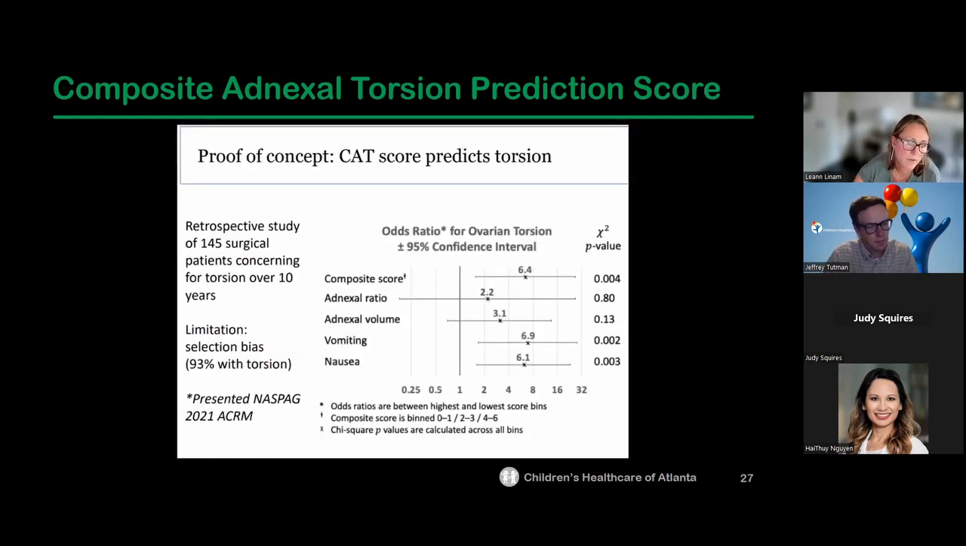And so we retrospectively applied this score to 10 years of our surgical patients. Obviously there was a selection bias because 93% of the surgical patients had torsion. But you can see that the composite score had a high odds ratio for ovarian torsion, right here, compared to the other variables independently.